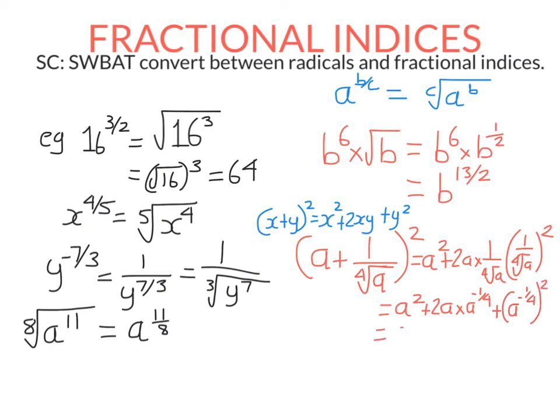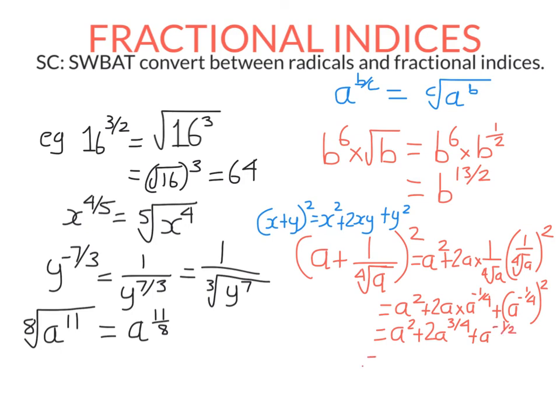So we have a squared. Leave the 2 alone. Here we're going to add the powers. So 1 plus negative a quarter is a to the power of 3 quarters. And here, negative a quarter times 2 is negative a half. So I would get plus a to the power of negative a half. So that's how I'd leave the answer in index form.